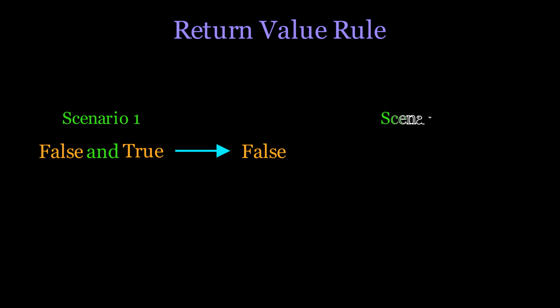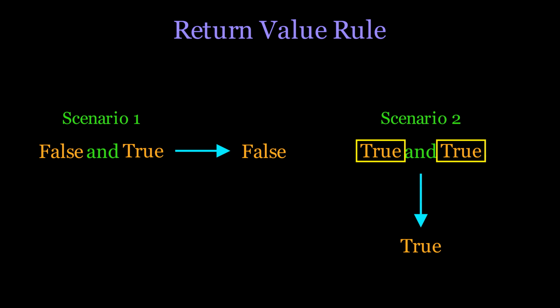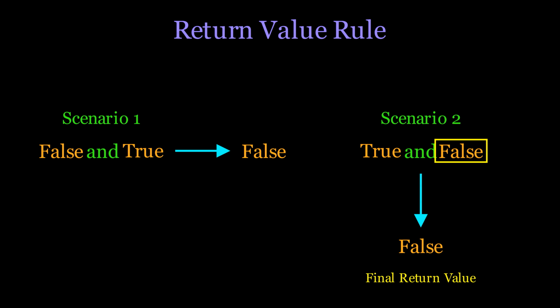Scenario 2. Now consider true and true. Here the first operand is true, which means it cannot determine the final result alone. The outcome now depends entirely on the second operand. Therefore, Python evaluates and returns the second operand. This logic is consistent. If the second operand is true, the result is true. If the second operand were false, the result would be false. In both cases, when the first operand is true, the second operand becomes the final return value.